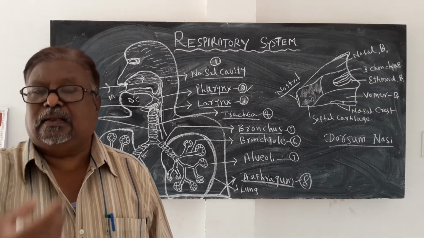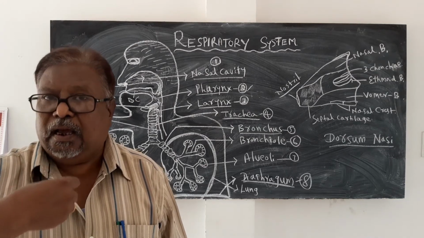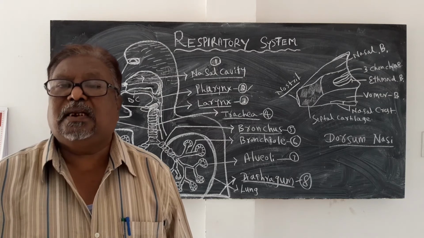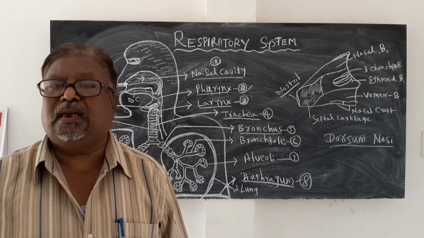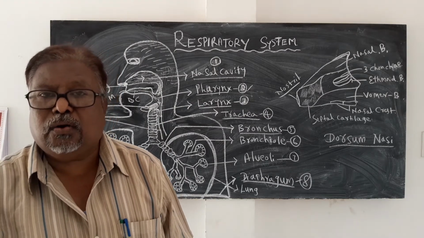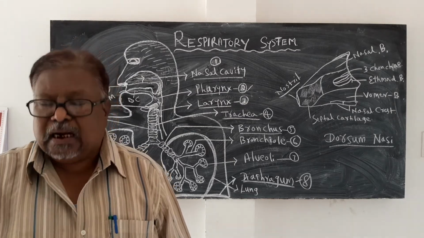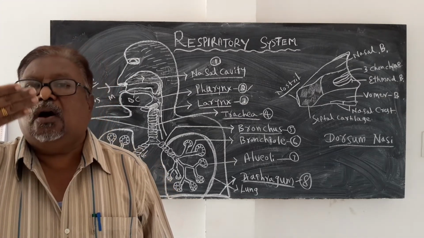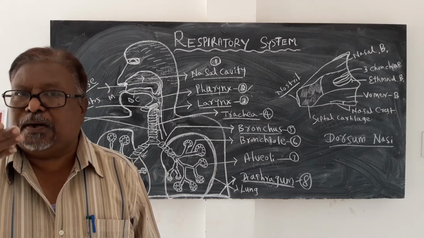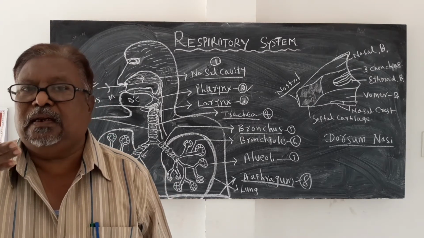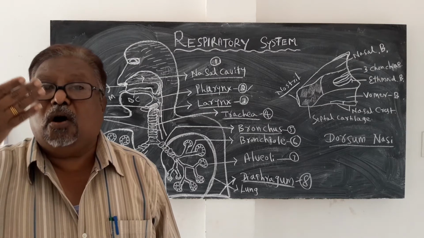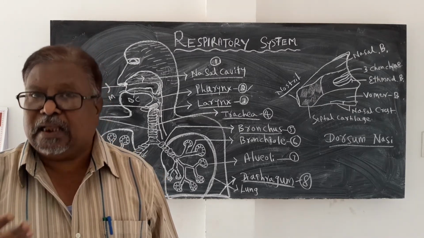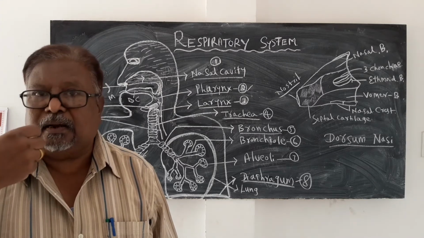When we take the air inside, along with the air, different types of bacteria and viruses also enter the nose. And they will be filtered here only, in the nose. The first part of the respiratory system, that is the nasal cavity, is the blockage for the virus and bacteria. For that purpose only the hairs will be there.